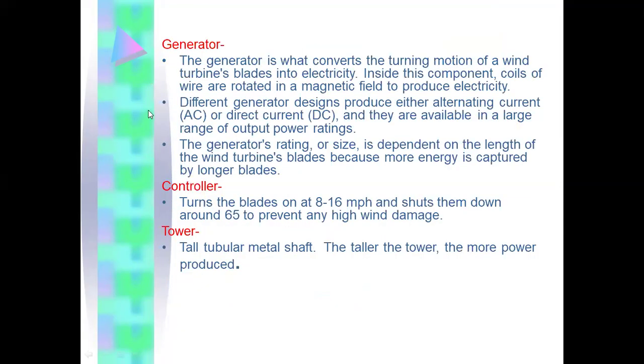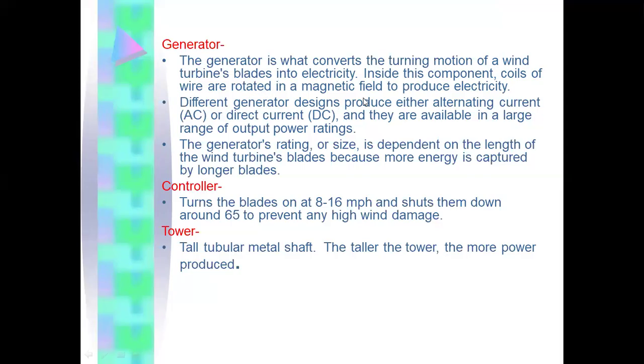Generator: the generator is what converts the turning motion of a wind turbine's blades into electricity. Inside this component, coils of wire are rotated in a magnetic field to produce electricity. When the coils are rotated in a magnetic field, then electricity is produced. And the rotation is done by the shafts, as we discussed earlier.